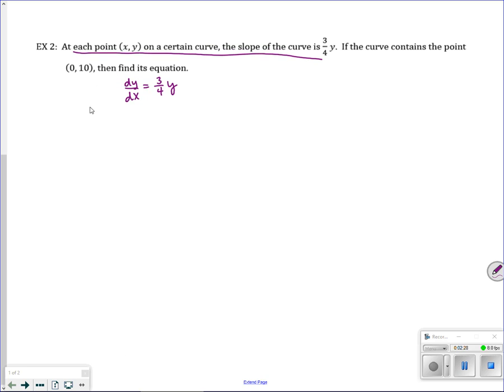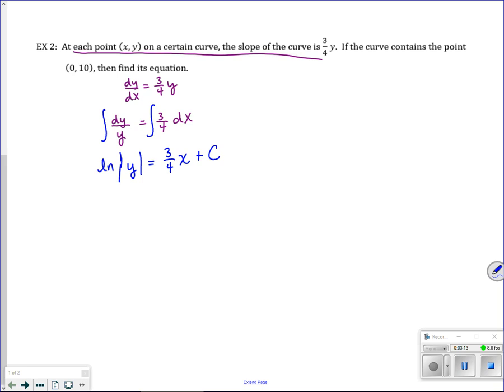The steps are, first step is the same. I'm going to separate the variables. So I have dy over y, and I'll leave the 3/4 with the dx. And after that, what do I do? I integrate, of course. So I'm going to integrate and integrate. Now, what do I get when I integrate? On the left, I get the natural log, that's u prime over u, so that's the natural log of the absolute value of y is equal to 3/4 x plus c.